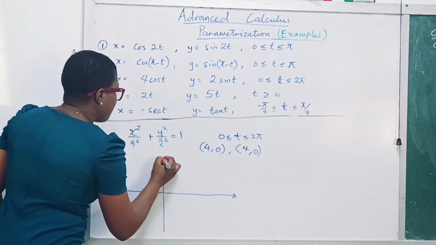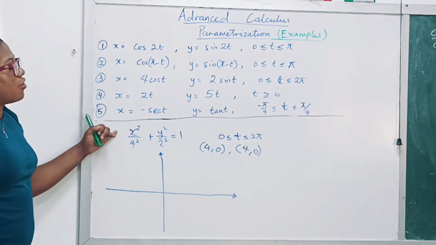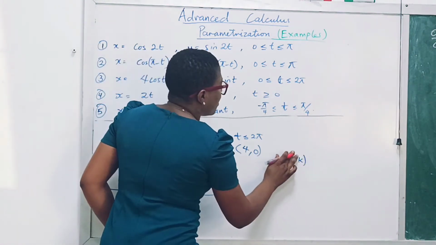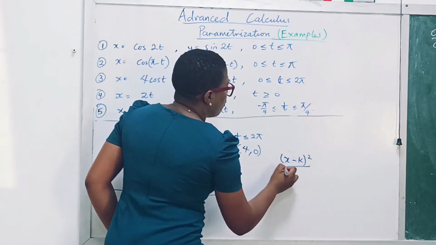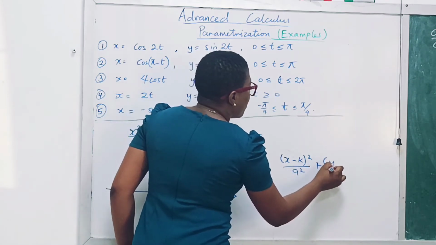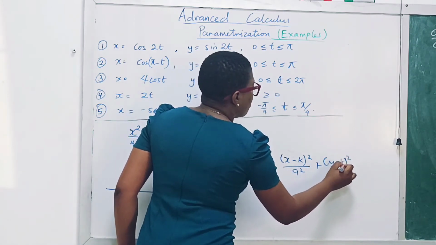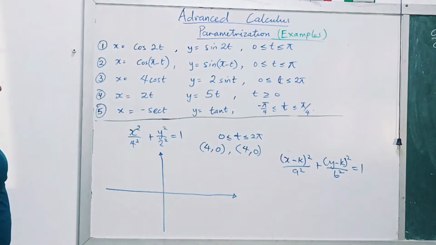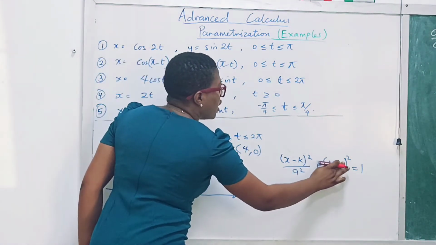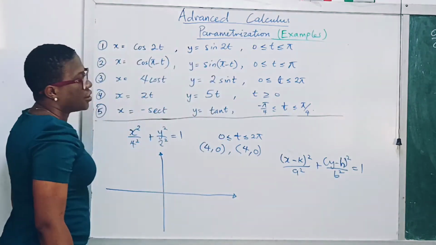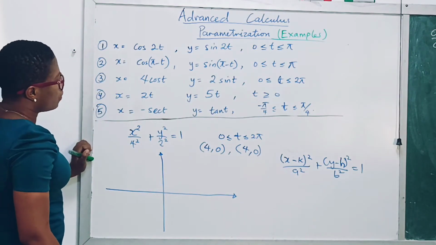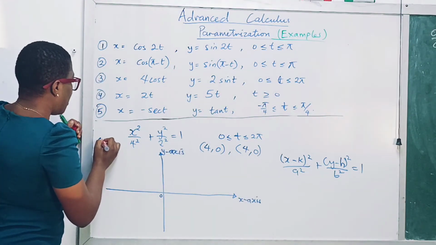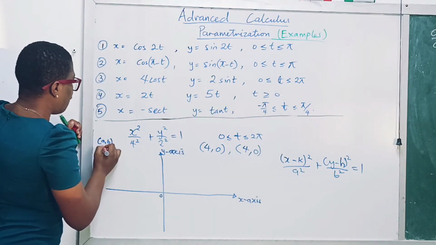Okay, so the center of this is (0, 0). Sorry, I forgot to write that. This is (x − h)² over a² plus (y − k)² over b² is equal to 1. So h, k is (0, 0). So it's centered at the origin. We've seen that a, b is 4, 2.